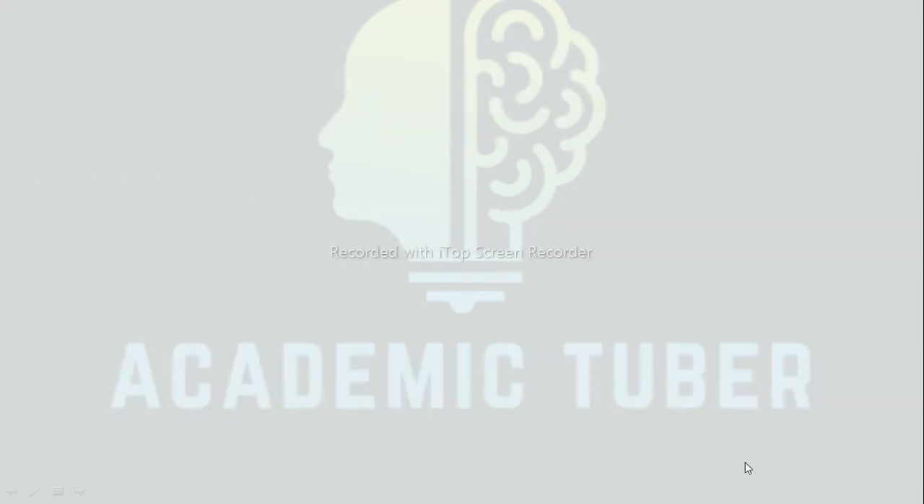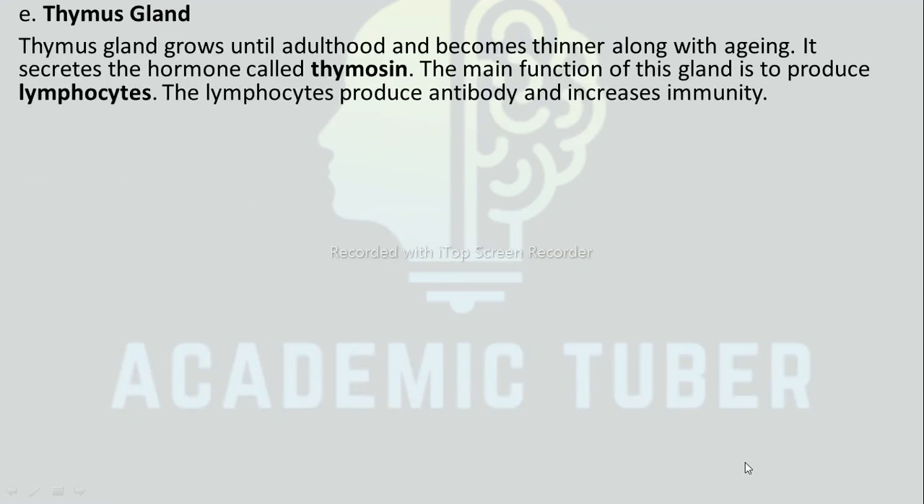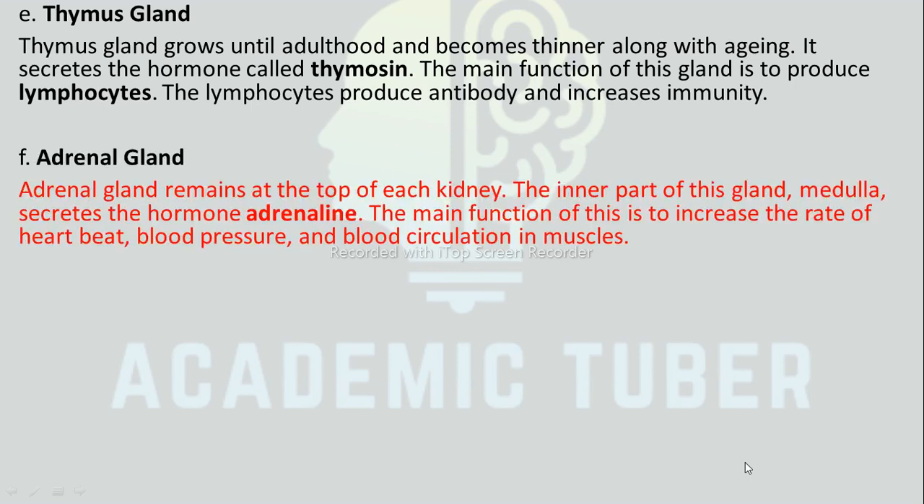of bones. Thymus gland. The thymus gland grows until adulthood and becomes thinner along with aging. It secretes the hormone called thymosin. The main function of this gland is to produce lymphocytes. The lymphocytes produce antibodies and increase immunity.